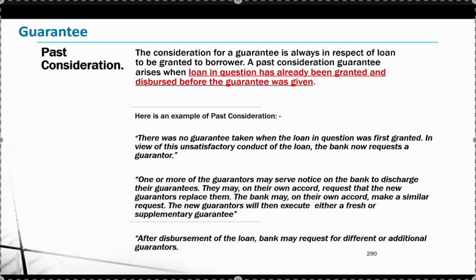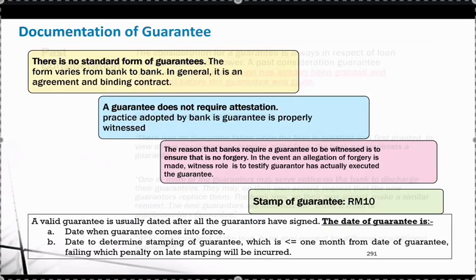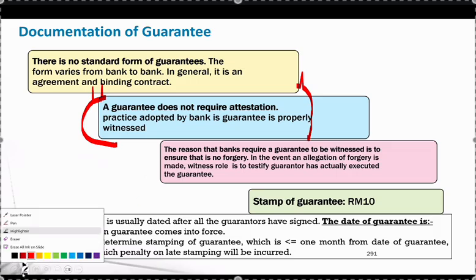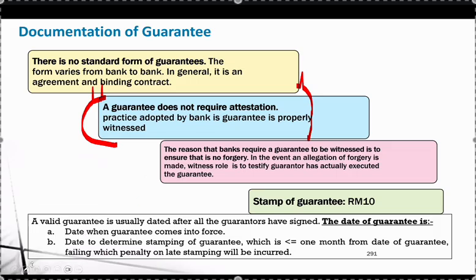Past consideration means the loan in question has already been granted and disbursed before the guarantee was given. And here, this is the standard form of guarantees. It varies from bank to bank, and it's an agreement and binding contract. A guarantee does not require attestation because remember, this is under contract law, not national land code. But of course, you want to witness it to minimize forgery, and the stamping is $10.